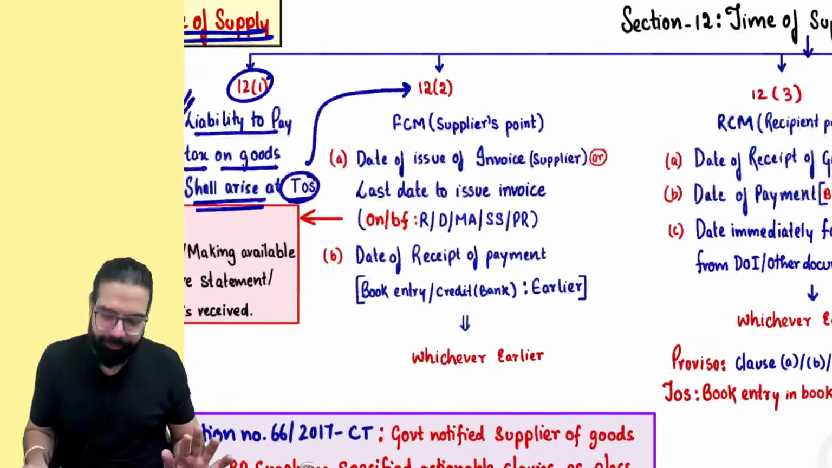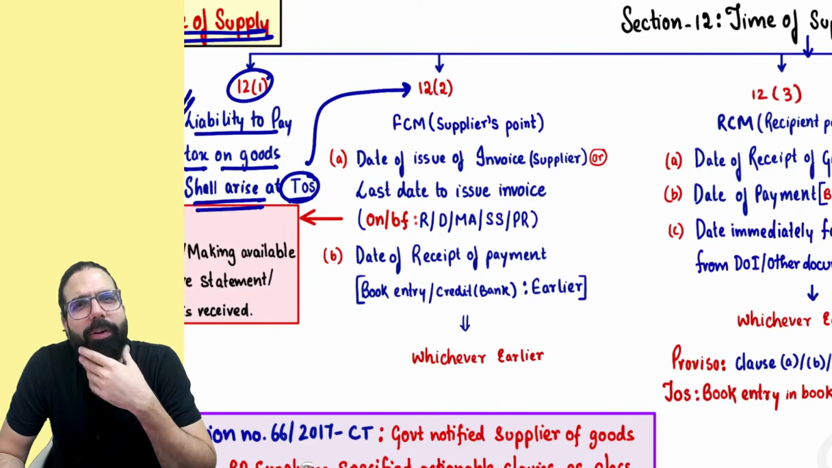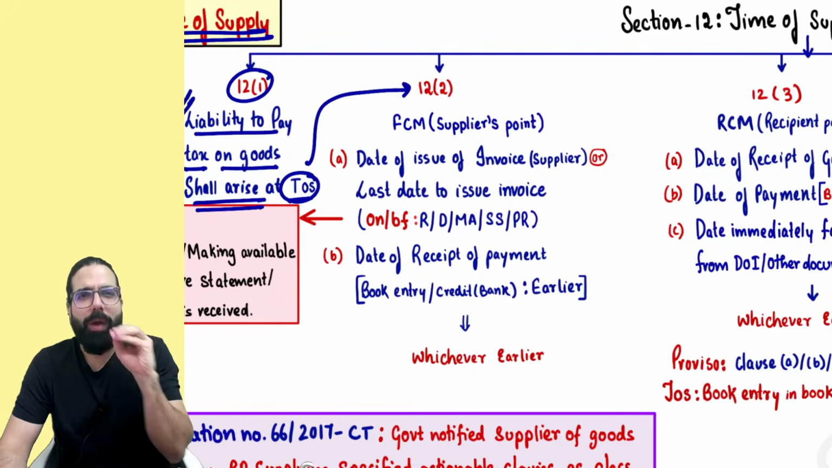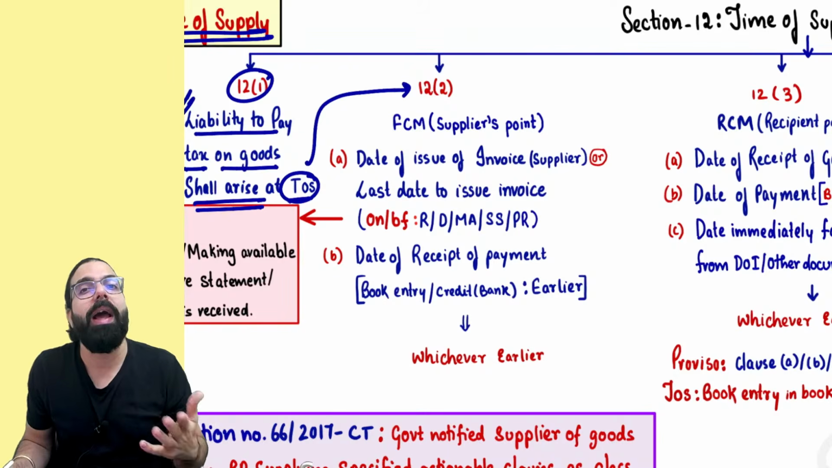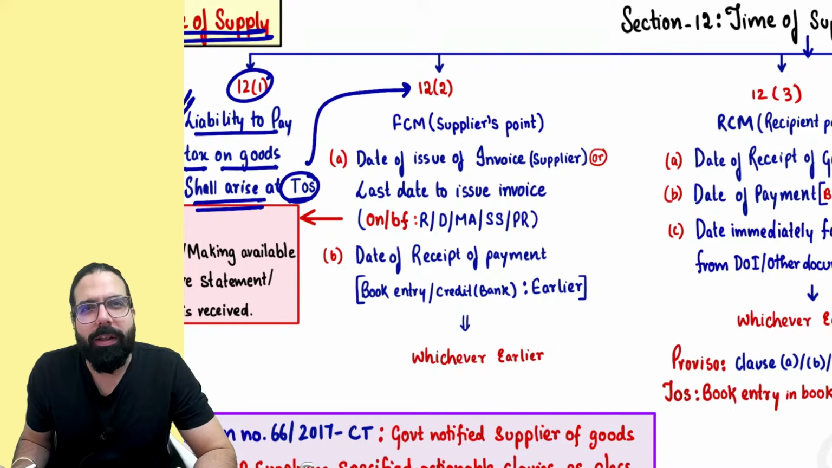Everyone over here now. Section number 12.2 goes ahead and says, if you are a supplier of goods, I went ahead and supplied some goods. For example, I supplied one mobile phone. Now I have to pay GST. When do I become liable to pay? Which month's liability it is, that is being told by the chapter.